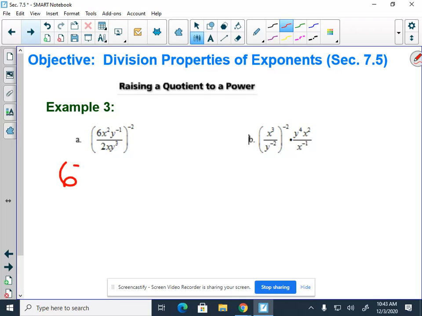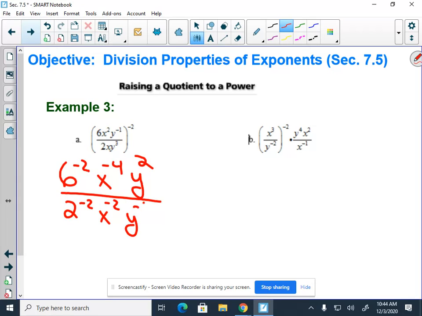6 to the negative 2, x to the negative 4, y to the positive 2. The negative 1 times the negative 2 is a positive 2. So first, all I did is take the top, multiply them by negative 2. 2 to the negative 2. X to the negative 2. Y to the negative 6.